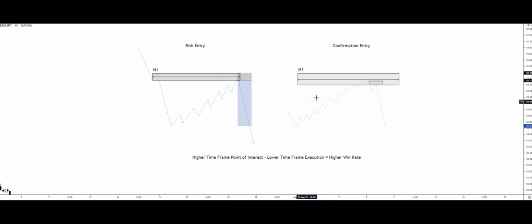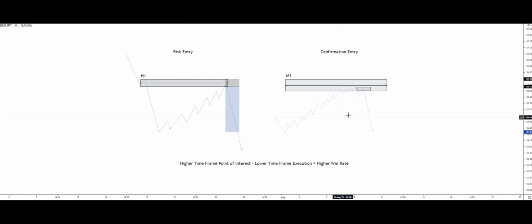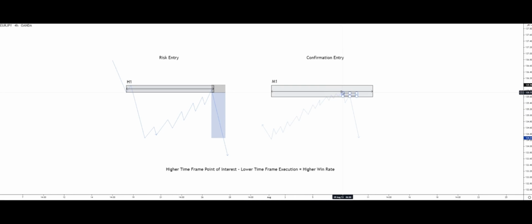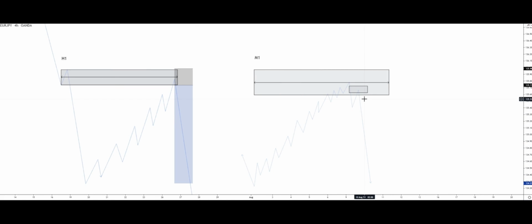So all that we have to do for the high probability setups, moving on to confirmation entry, is we find the H1 time frame, or any time frame, it doesn't matter what time frame it is. But in this example, this is going to be the H1 time frame and where I found my points of interest and where I'm looking to sell from. Once price reaches this region, I will then go down to the 1 minute time frame. Even though there's going to be much more noise, I'm going to go down to the 1 minute time frame and just look for the structural swing points. Why do I look for the structural swing points? Again, because I'm going to be looking for my break of structure.